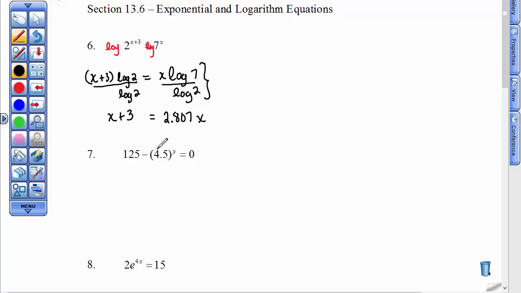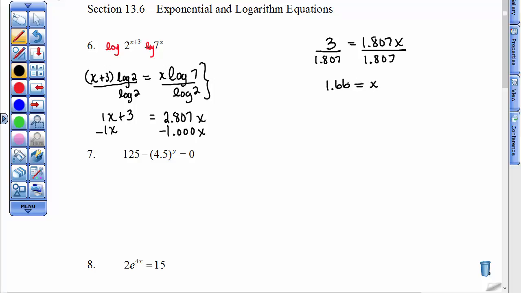Now remember, you're trying to solve for x. You've got an x over here and an x over here. There's just algebra now. So now you're going to subtract this 1x, because this is a 1x. You need all those decimal places right here. So 2.807 minus 1 is 1.807 x. And then the 3 is on the left-hand side. So we'll now divide by 1.807, both sides, and 3 divided by 1.807 turns out to be 1.66.